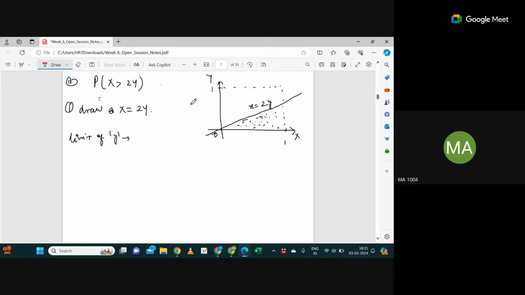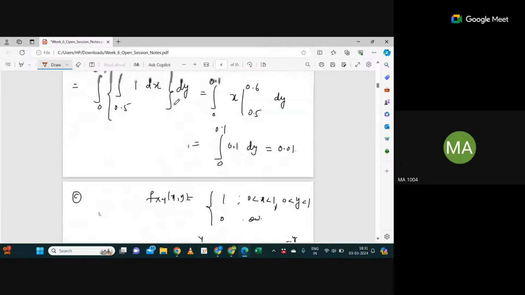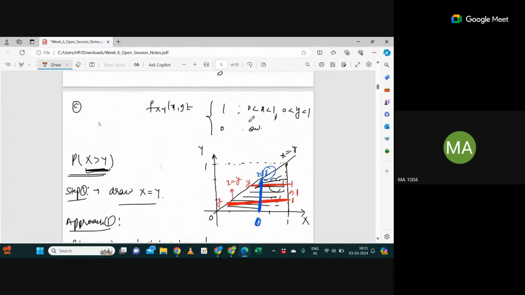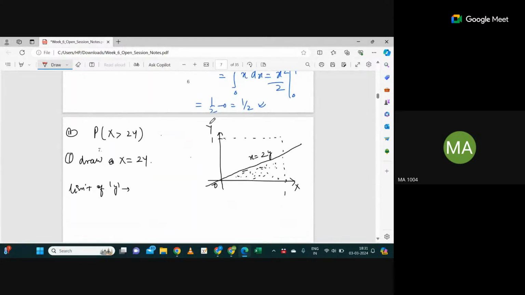In the previous case, what if you want to find the limit of y? First of all, if you see the joint density, we have 0 to 1, 0 to 1. This is the total support. In that support, I have to find the probability that x is greater than 2y. So this shaded region is our region of interest, the region which we have to calculate.